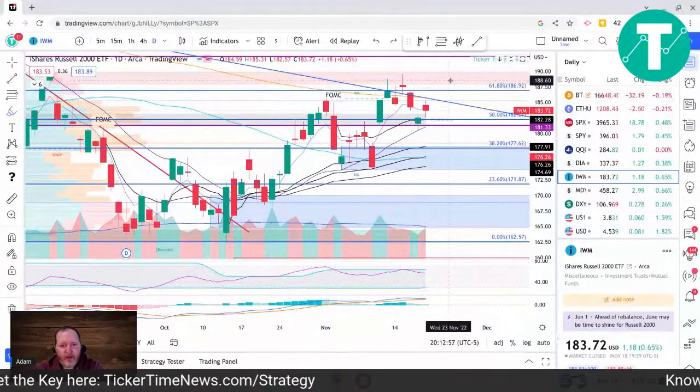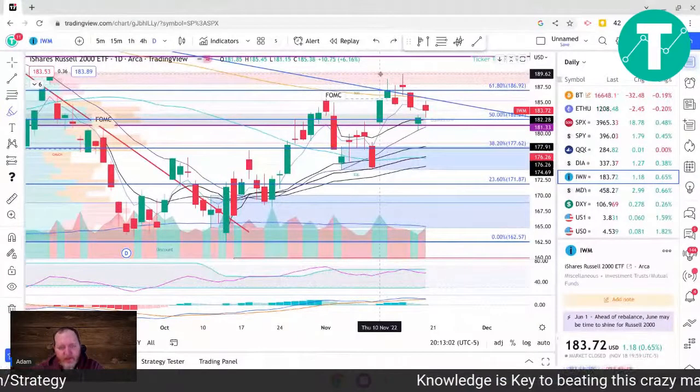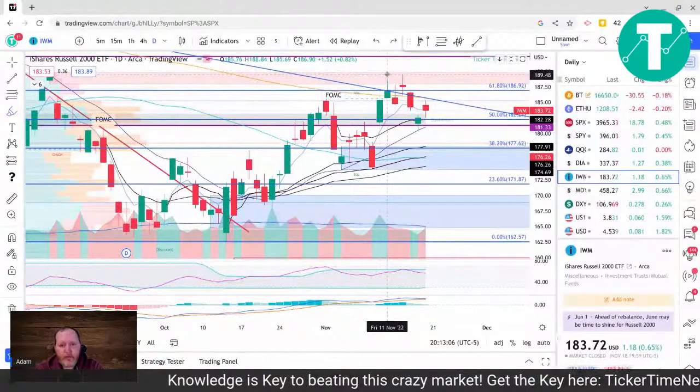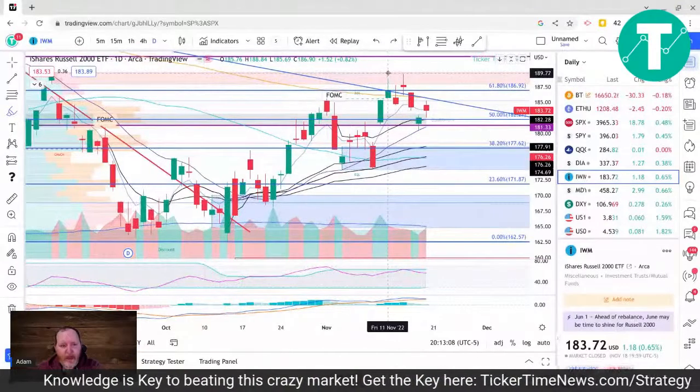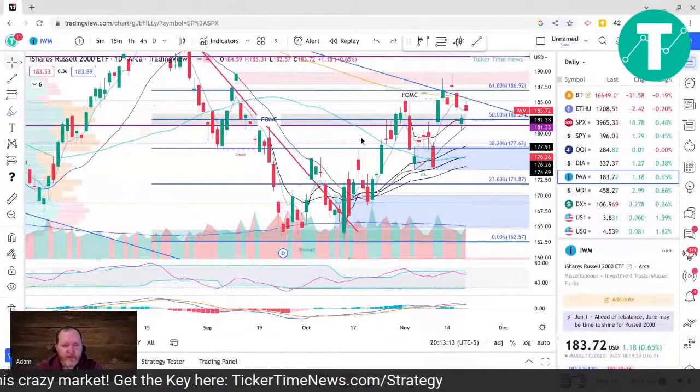It's already close to its top from the summer, the mid-August top that we had right back here. I got to bring the chart down a little bit to actually see it.